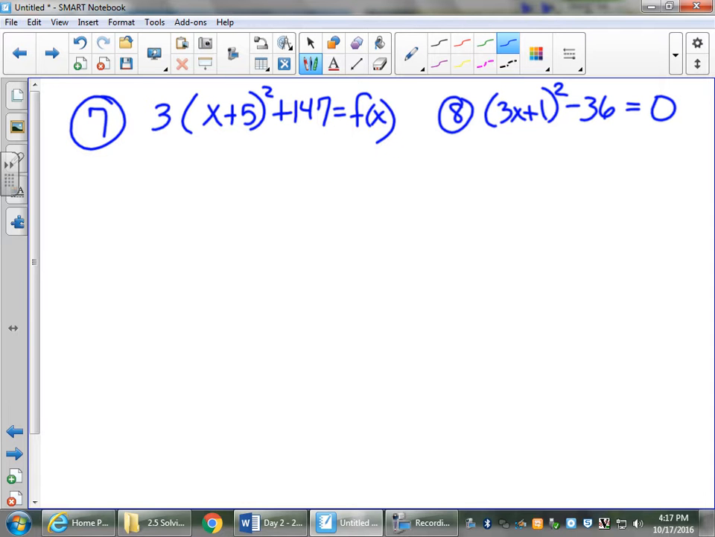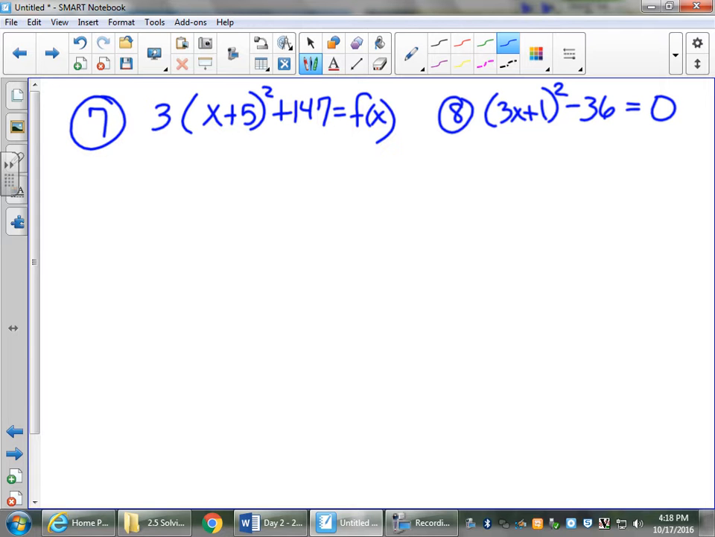So pause the video, go through, see if you can find x, find the roots in equation number 8, and technically in equation number 7, because there's an f of x there, the slight tweak in vocabulary would be find the zeros of that function. So it's in function notation. Okay, pause, give it a shot, and check your answers.